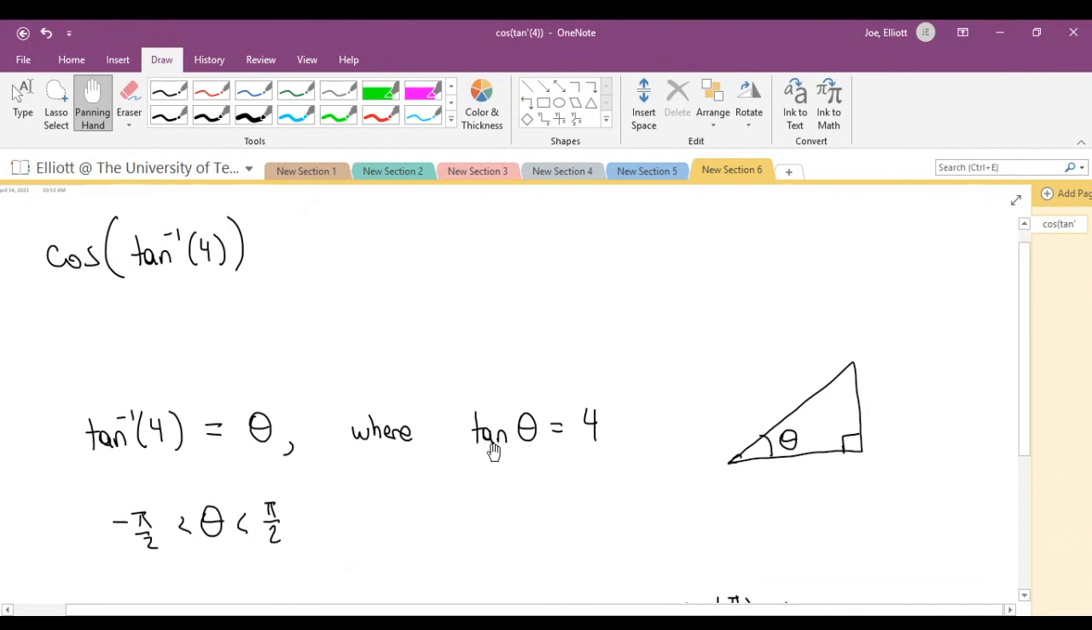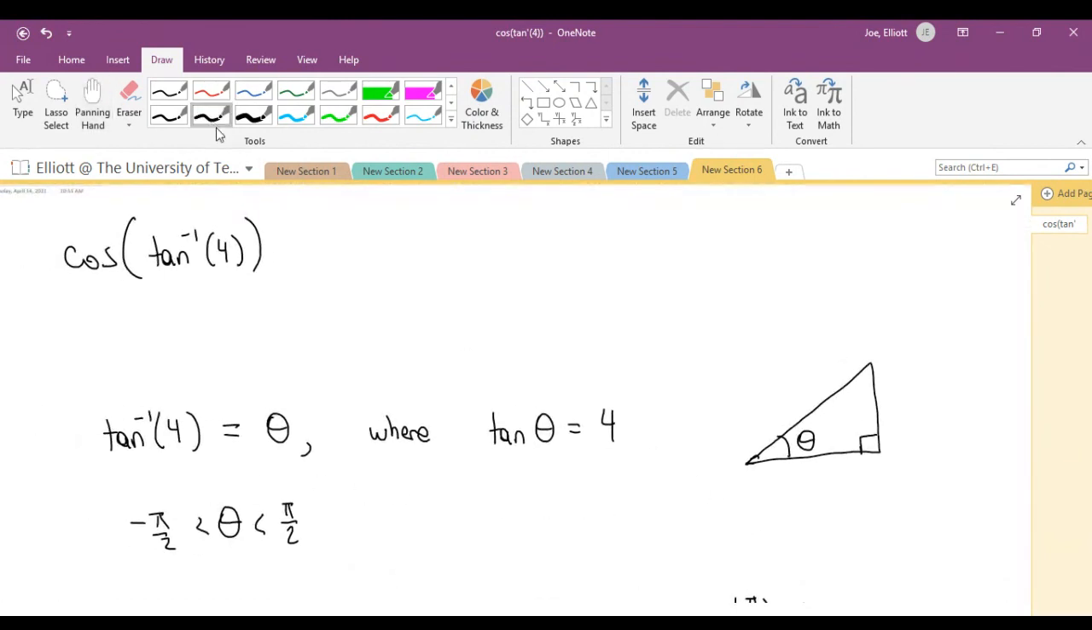Now, do you remember how tangent is related to the sides of a right triangle? You might remember that tangent of an angle in a right triangle is equal to the opposite over the adjacent. So what we're going to do first is label, thinking of 4 as 4 over 1, the opposite edge of the triangle as 4 and the adjacent as 1, okay?